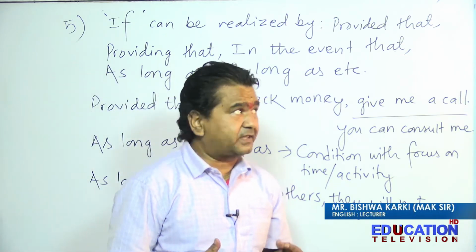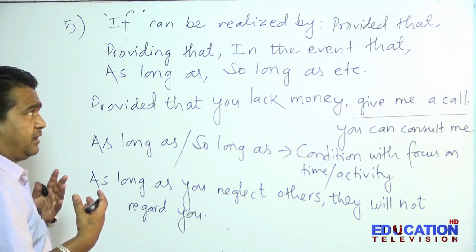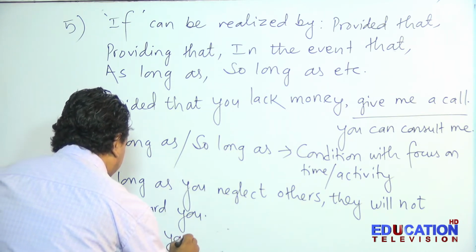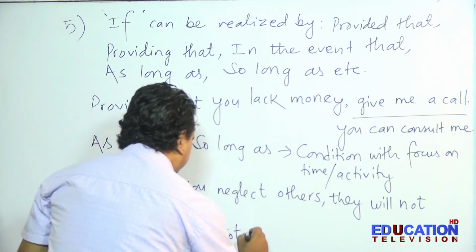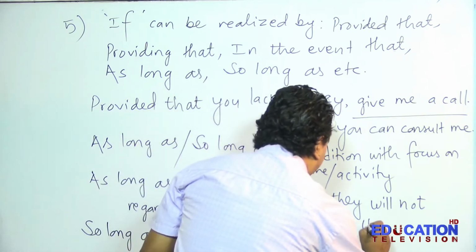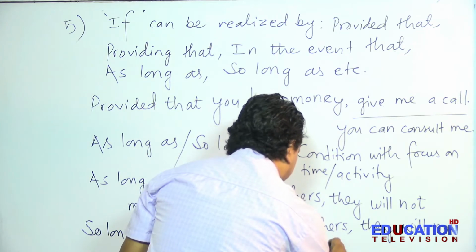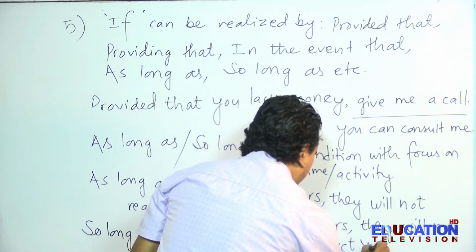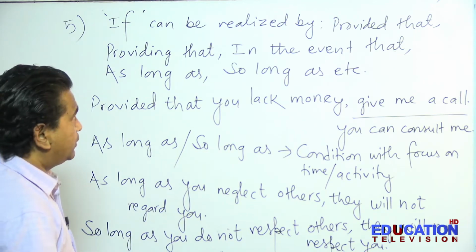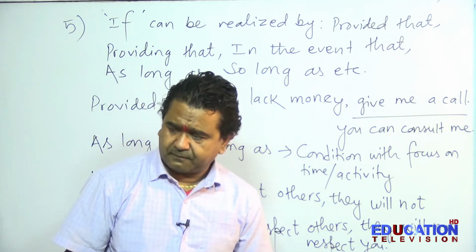Generally, so long as is used with a negative, but it does not mean that it must be used only with a negative, but generally so long as is used with a negative sentence. So long as you do not respect others, they will not respect you. Let us see. So long as you do not respect others, they do not respect you. So these are the conditions, and they are similar to if.